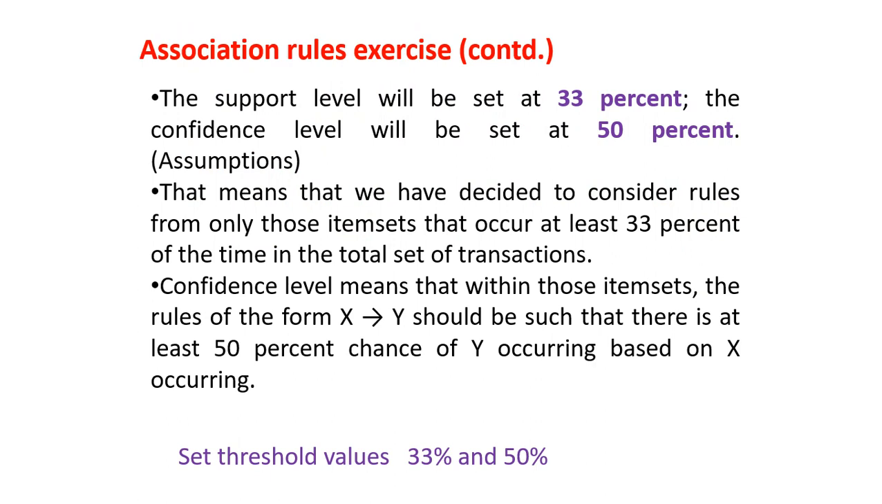We'll set some initial threshold values: 33% for support and 50% for confidence. So, support level and confidence level. That means we have decided to consider rules only from those item sets that occur at least 33% of the time in the total set of transactions. Confidence level means that within those item sets, rules of the form X implies Y should be such that there is at least a 50% chance of Y occurring given X occurring.